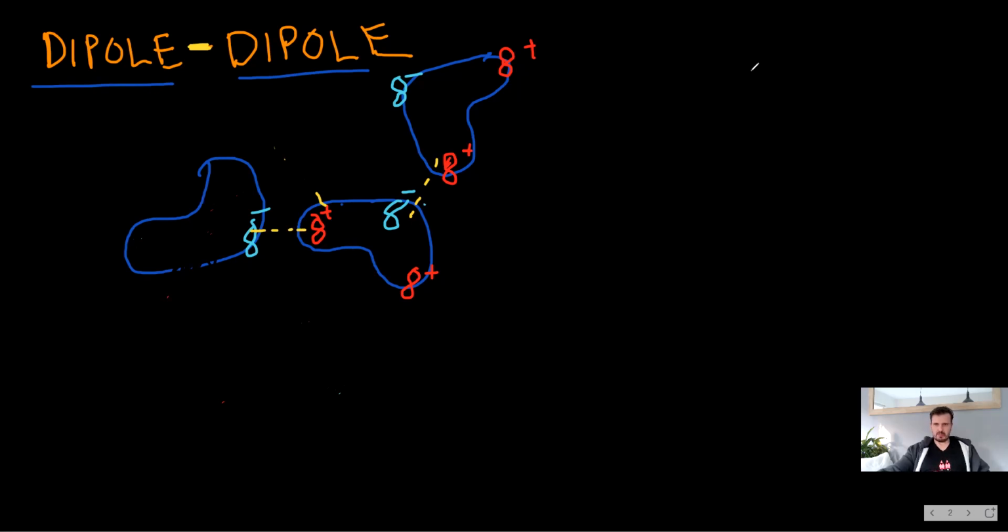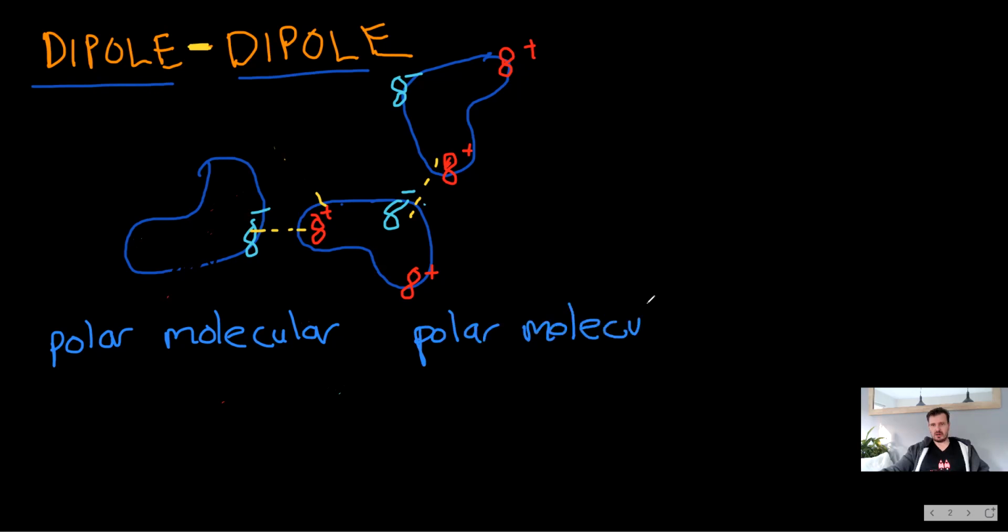Okay, so we have a polar molecule with a polar molecule. So that's what the dipole means. So when you see dipole, just think of polar molecule. Pole, di, two. Polar molecule, and a bond in between them. And they will be the positive of one and the negative of the other. Okay, so this is a dipole-dipole interaction.